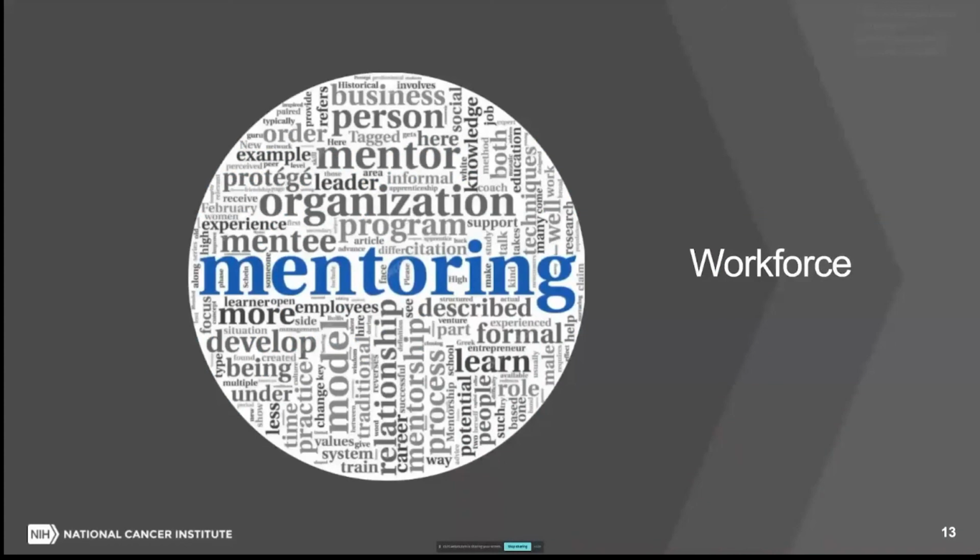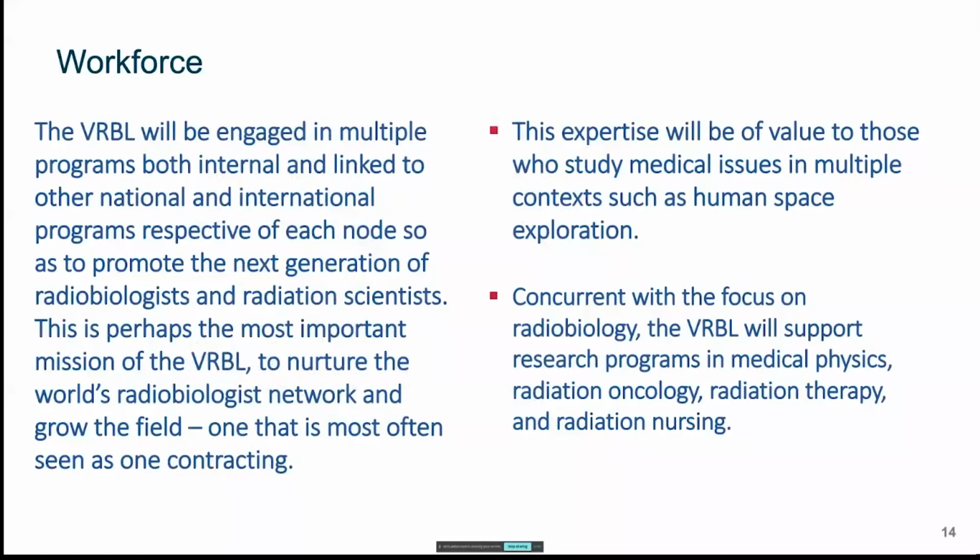The NCI spends a huge amount of money on mentorship and training programs. And I know the government of India is very focused on this as well. I think this is a global issue, and radiation biology is under stress, to say the least. So the VRBL will be engaged in multiple programs, both internal and linked to other national and international programs, respective of each node, meaning the location of the collaboration, so as to promote the next generation of radiobiologists and radiation scientists. This is perhaps the most important mission of the VRBL, to nurture the world's radiobiologist network and grow the field, one that is most often seen as contracting in conversations and such.